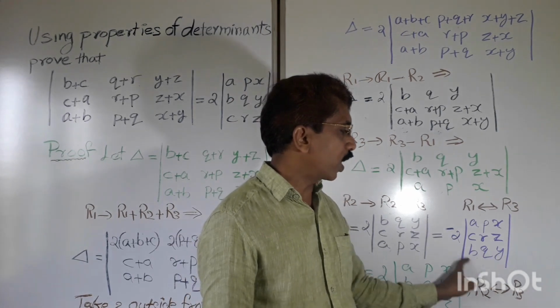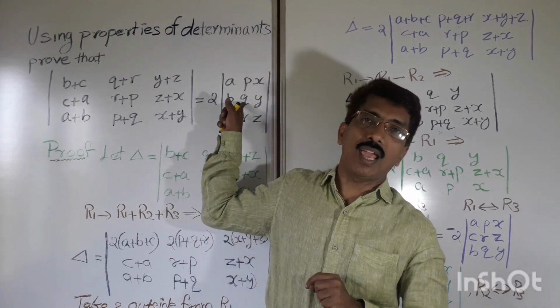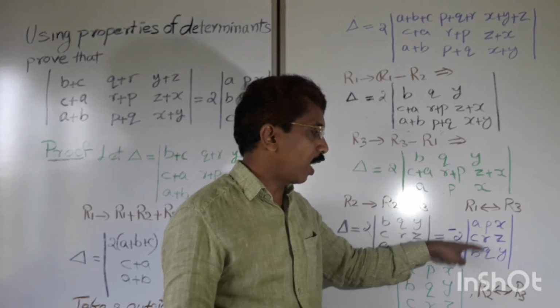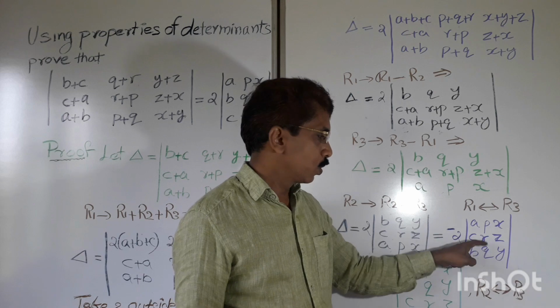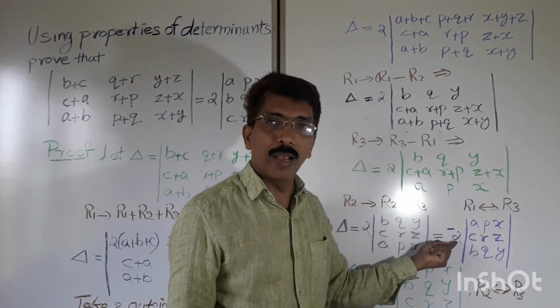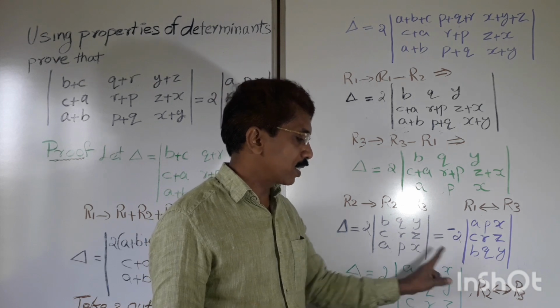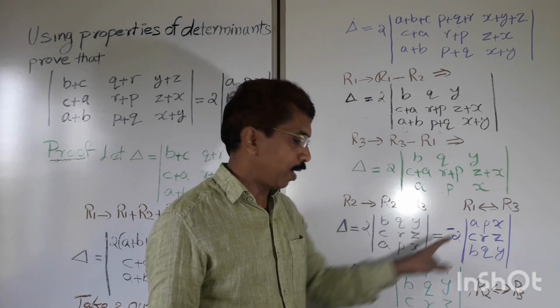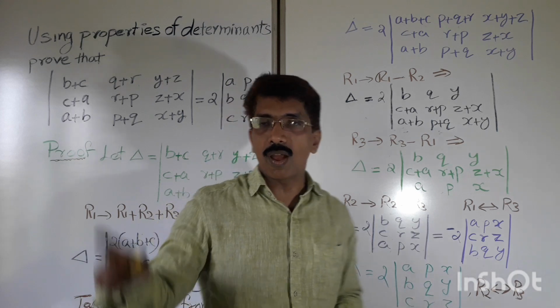Now check BQY. Is it down? No, it should be in the second row. So we have to check again. We have to interchange the rows, R2 and R3. So one more negative comes, so it becomes positive 2. Positive 2 into APX. Here comes BQY and CRZ. This is the result we have to get.